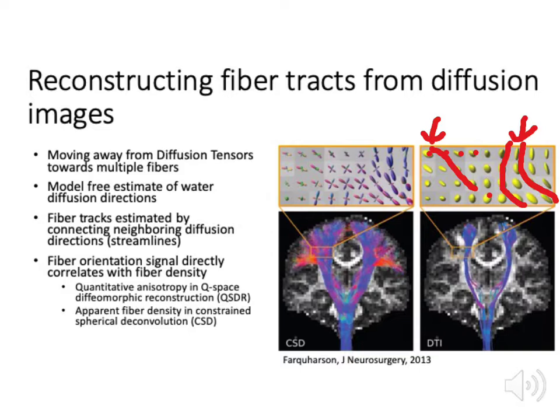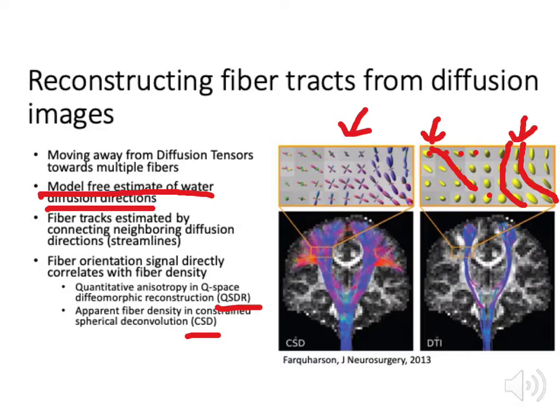Modern techniques, QSDR and CSD reconstruction, are able to give a model-free estimate of water diffusion. That is, they are able to generate a distribution of water molecules in multiple directions within the voxels.